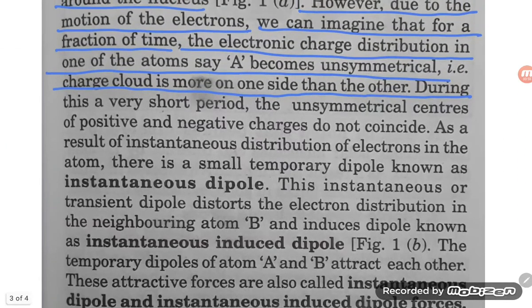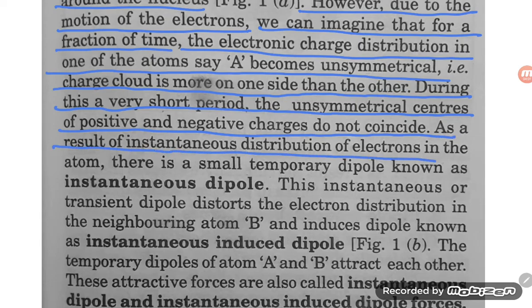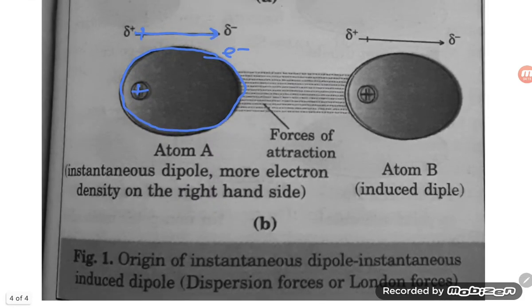Now read another statement. This is for a very short period. The centers of positive and negative charge do not coincide. As a result of the instantaneous distribution of electrons in the atom, there is a small temporary dipole known as an instantaneous dipole, with more electron density on the right side.